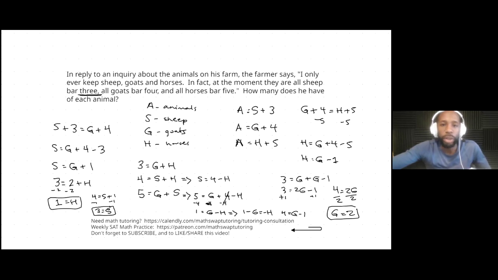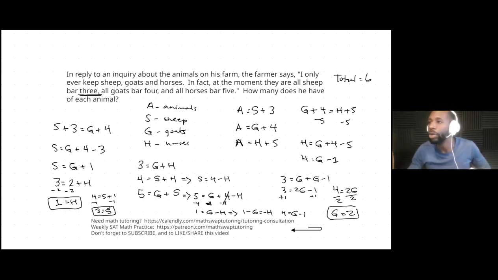Now let's see if this matches with what they told us. All are sheep minus 3. So the total number of animals, hold on, should be 1, 2, 3, 4, 5, 6. Okay, so the total number of animals is 6. If we have 3 sheep, then that's all sheep except for 3. So that matches. All goats except for 4, so we have 2 goats. And then all horses except for 5, 1 horse. Yep, there we go. So this has to be it.